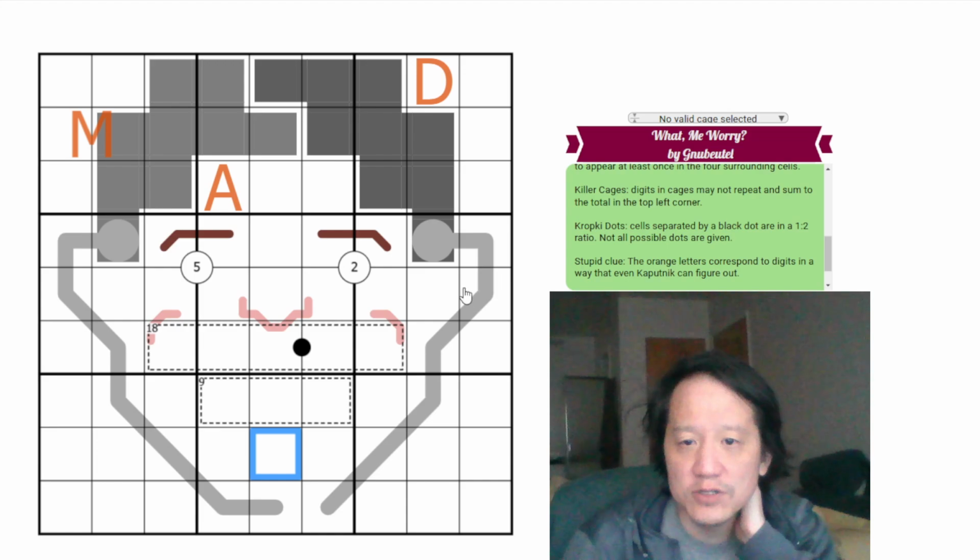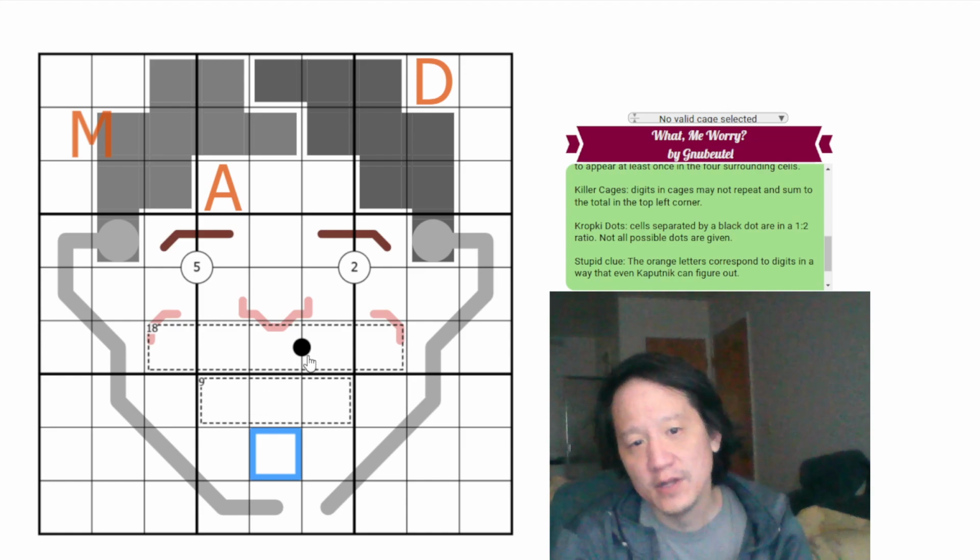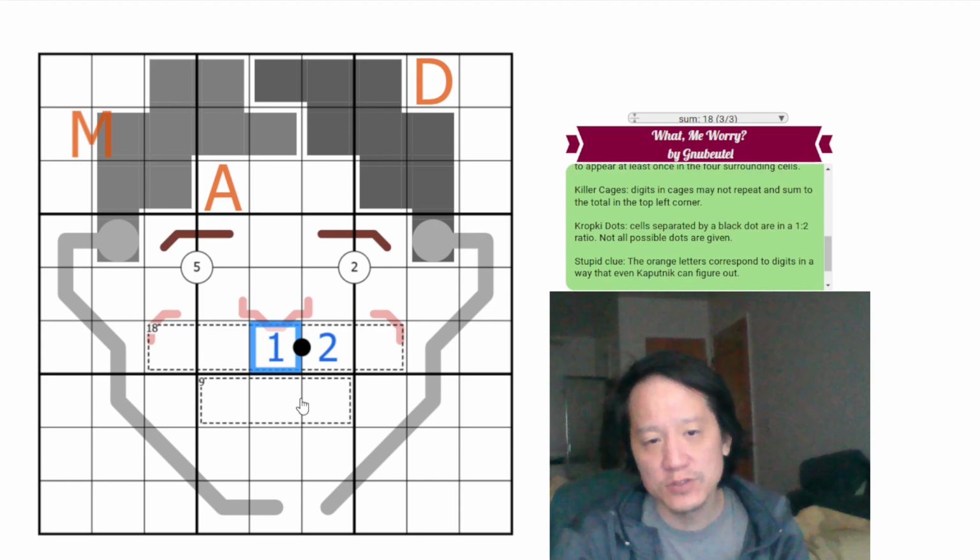Kropke dots. Cells separated by a black dot are in a 1 to 2 ratio. Not all possible dots are given. So, for example, if this was a 2, this would have to be a 1 or a 4 because it has to maintain a 1 to 2 ratio.